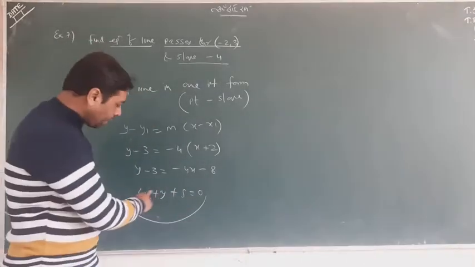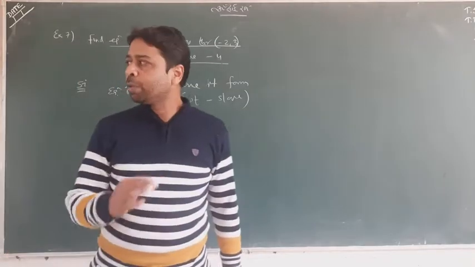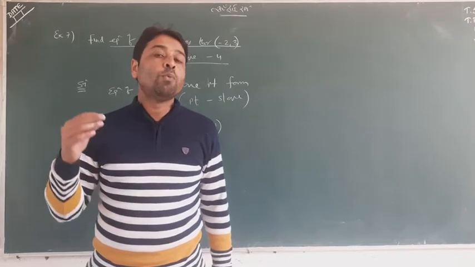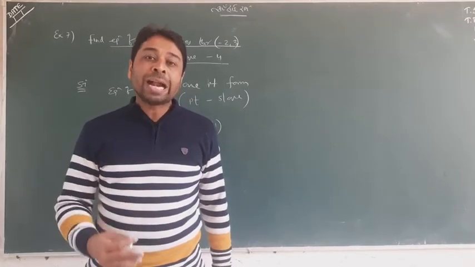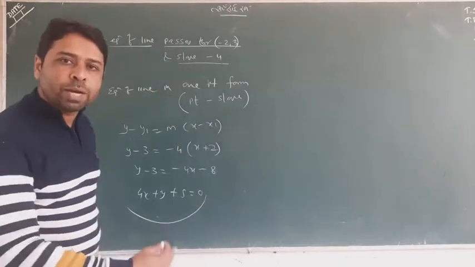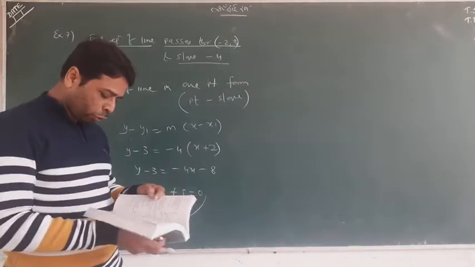What is the general form? Ax plus By plus C is equal to 0. It is the general form of a line. Whatever form I taught you, you will use, ultimately you will get the answer in the general form Ax plus By plus C equal to 0. Okay, this was example number 7 I taught you.